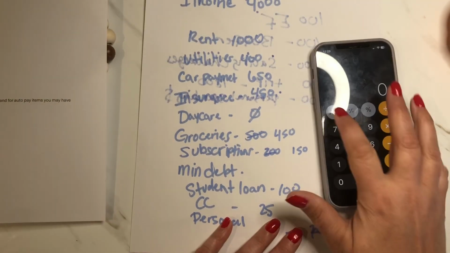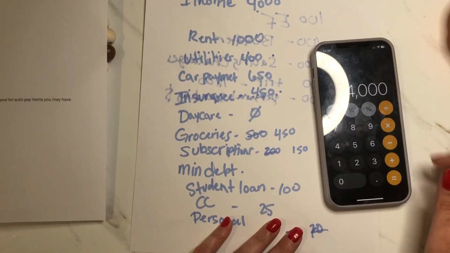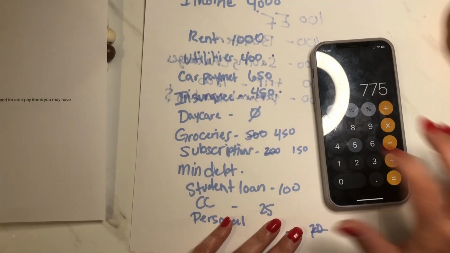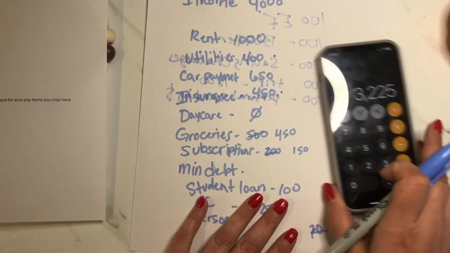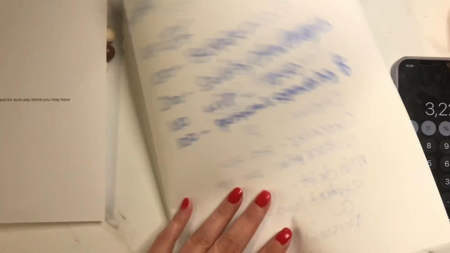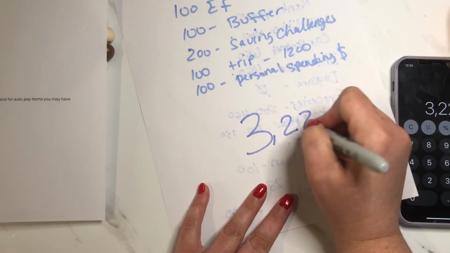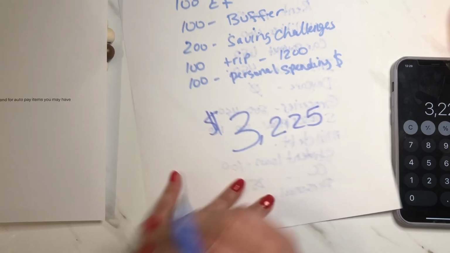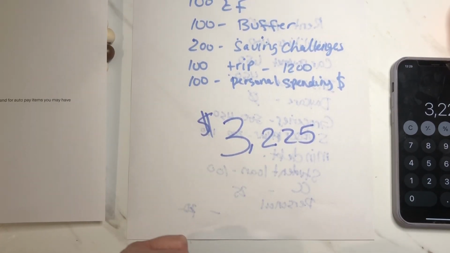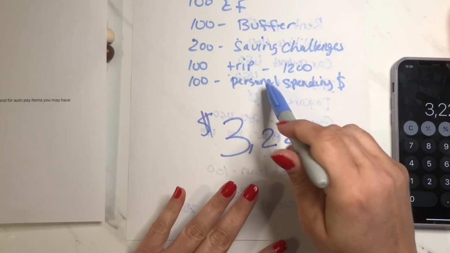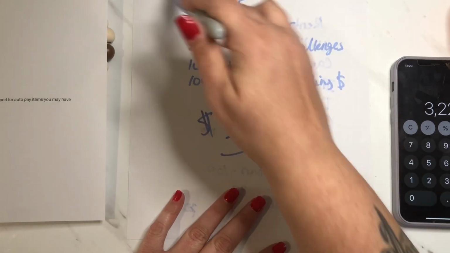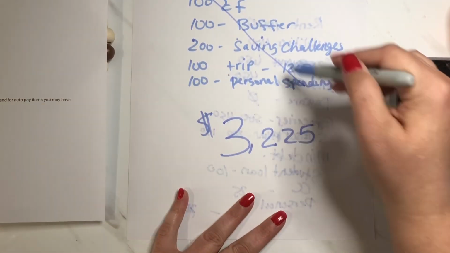So 4,000 minus 775. You need on average, well, this person needs $3,225 is what is required for the current life to sustain it. This is everything without savings. This is not including savings, okay?